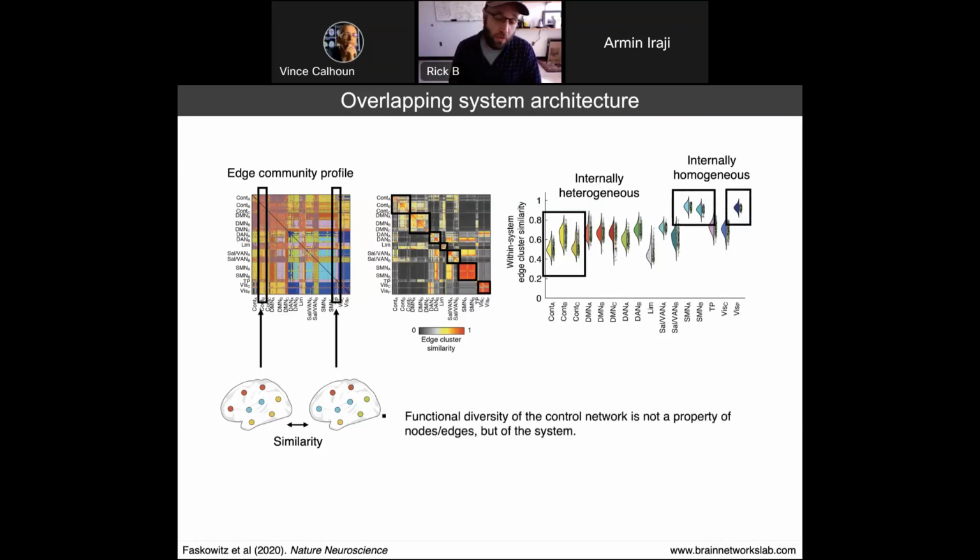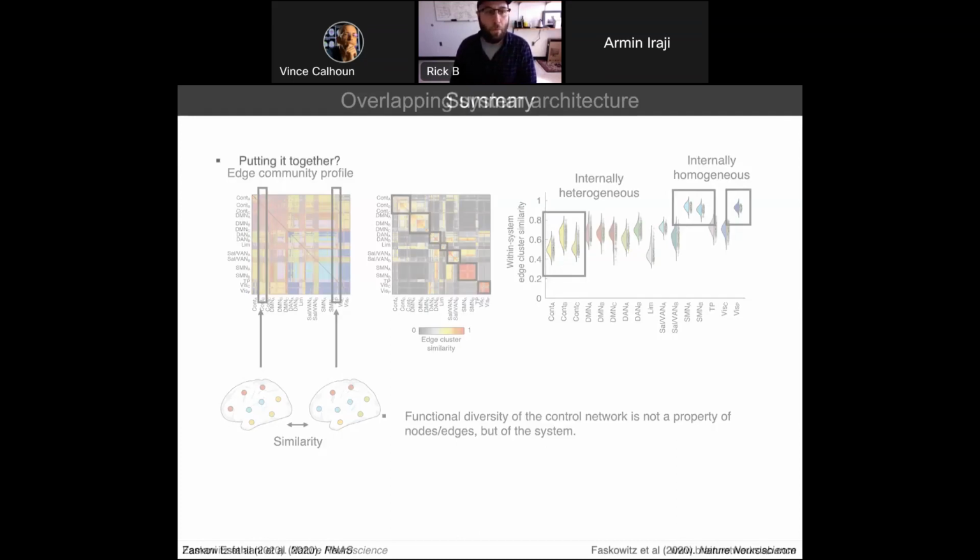So this suggested to us the possibility that maybe some of the functional diversity in heteromodal systems like the control network is not really a property of nodes or edges per se, but is really expressed at the level of the system. In order to appreciate the diversity and the heterogeneity, we need to examine the system as a whole.